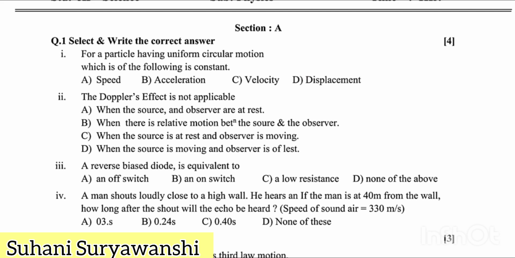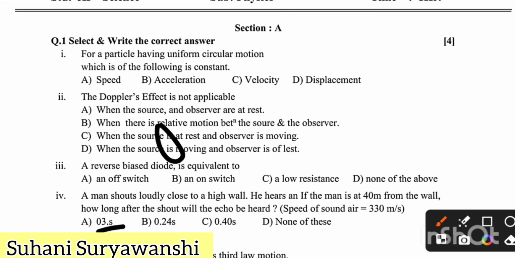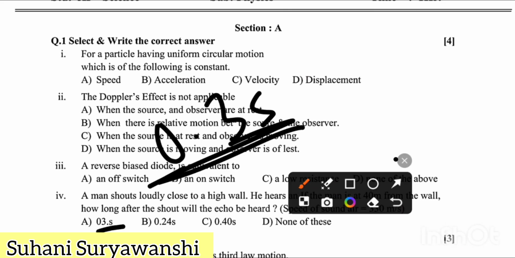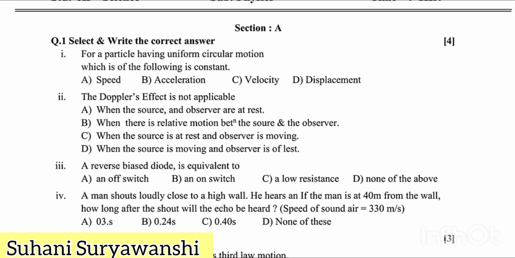Fourth question: a man shouts loudly close to a high wall and he hears an echo. If the man is at 40 meters from the wall, how long after the shout will the echo be heard? It is given that the speed of sound in air is equal to 330 meters per second. You have to choose the answer, that is the time after which the echo will be heard. Option A should actually be 0.3 second. I know there are a lot of printing mistakes, but those are quite considerable, you may ignore them. So the options are 0.3 second, 0.24 second, 0.40 second, or none of the above.